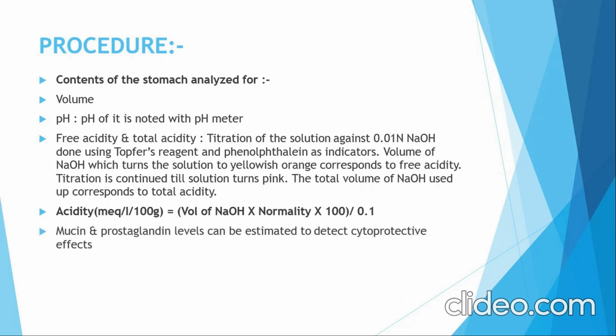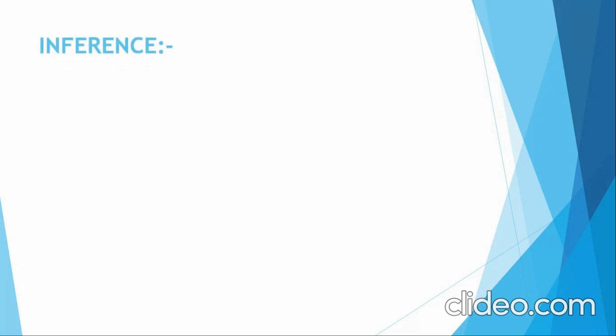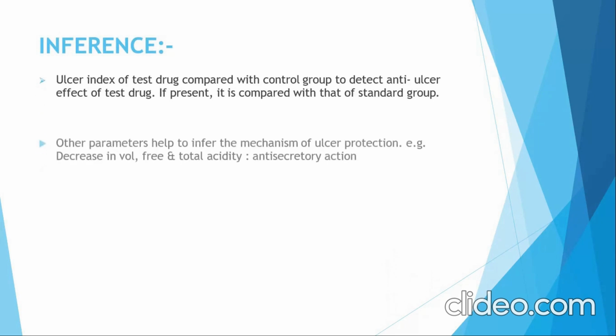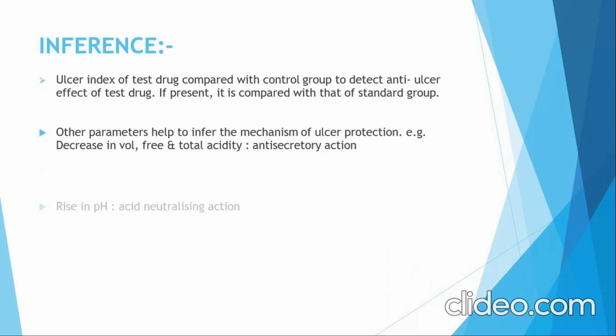Mucin and prostaglandin levels can be estimated to detect the cytoprotective effect of the test drugs. What will be the inference? The inference will be the ulcer index of test drugs compared with the control group to detect the anti-ulcer effect of the test drugs. If present, it is compared with the standard group.